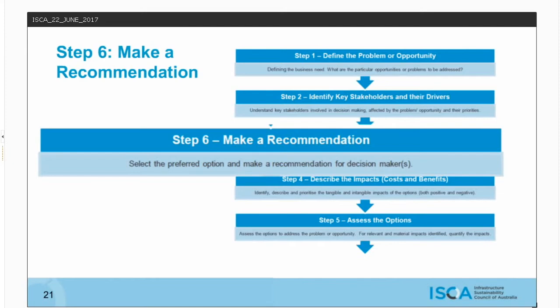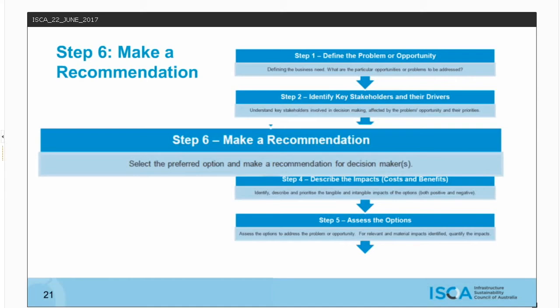Such considerations may include strong stakeholder preferences, which have arisen through the engagement process, harking back to the second step, or practical limitations to implementation, such as availability of supply. Where such considerations impact on the preferred option, ensure that the justification for varying from the initial assessment criteria is clearly stated in the recommendation.